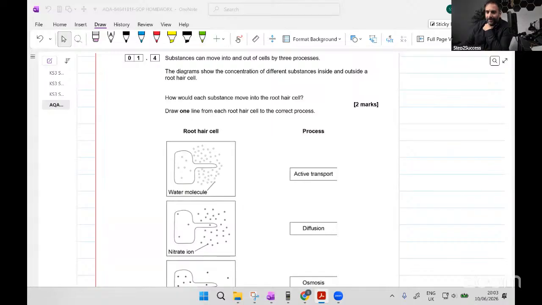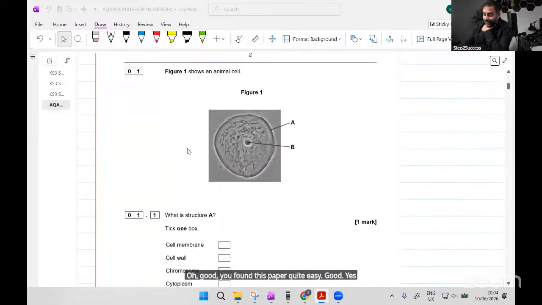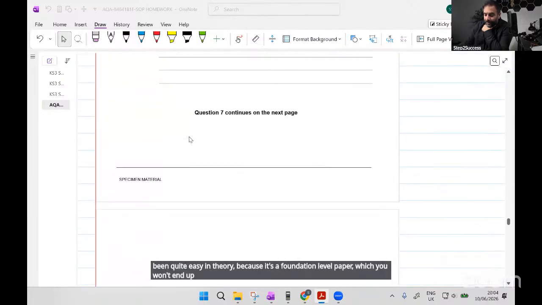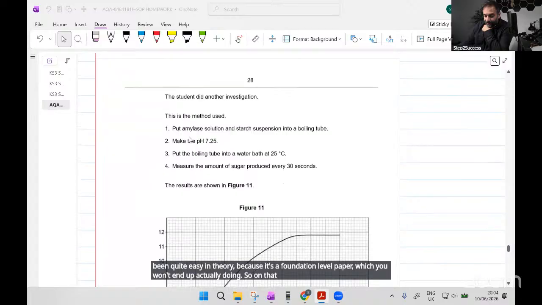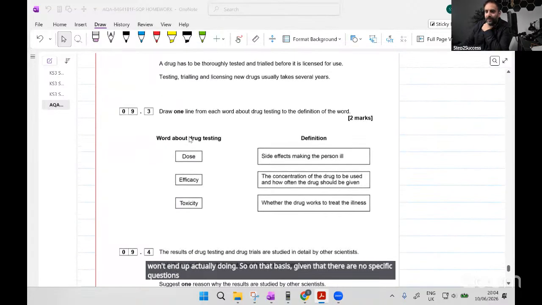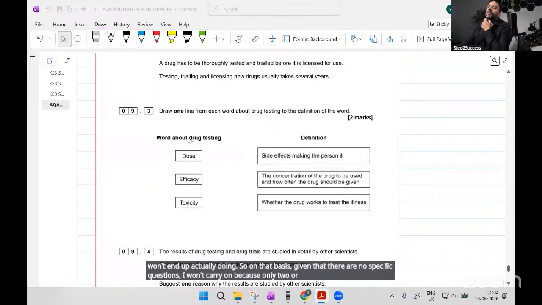Oh, good. You found the paper quite easy. Good. Yes, because it should have been quite easy in theory, because it's a foundation level paper, which you won't end up actually doing. So, on that basis, given that there are no specific questions, I won't carry on because only two or three of you are here today. I think I will leave today's session.